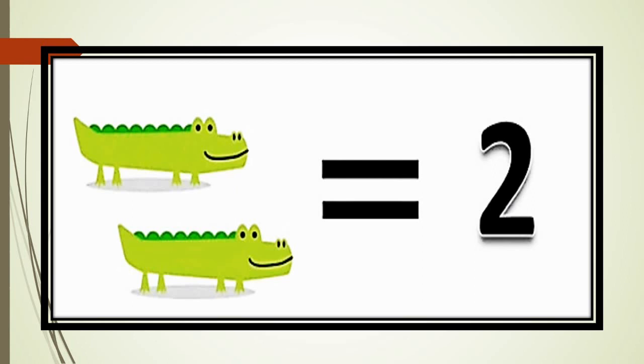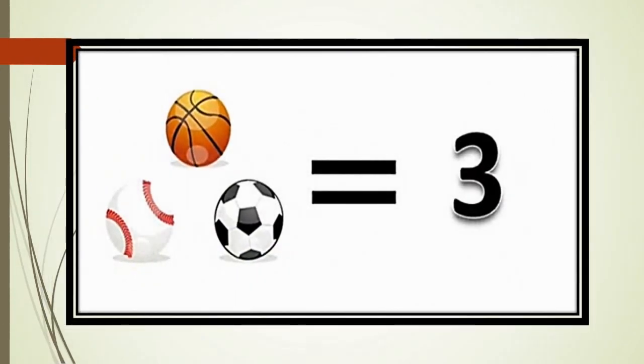There are two crocodiles. We can read this as 2 is equal to 2. There are three balls. We can read this as 3 is equal to 3.